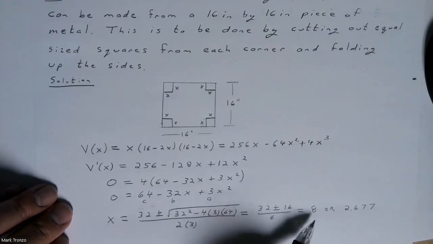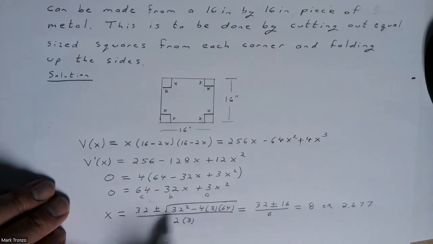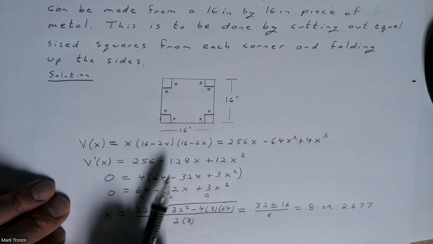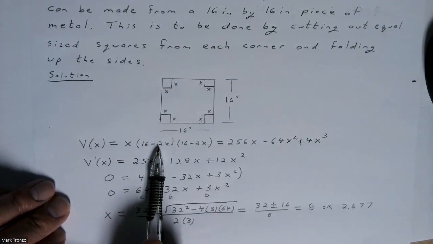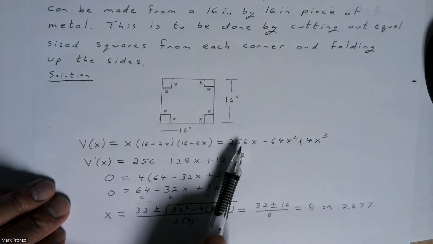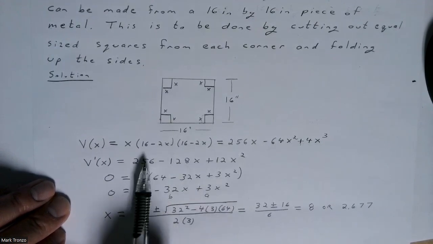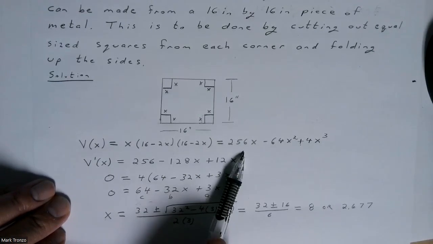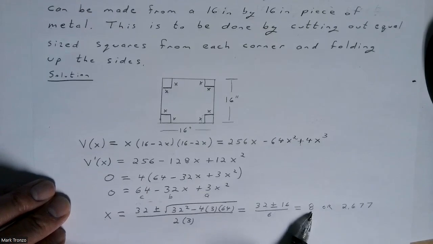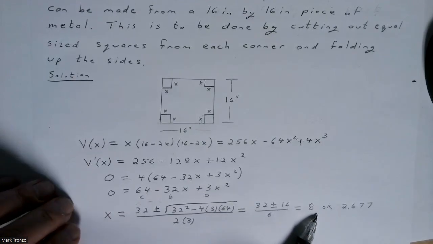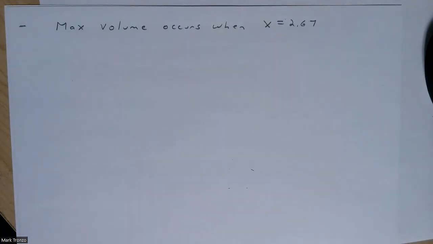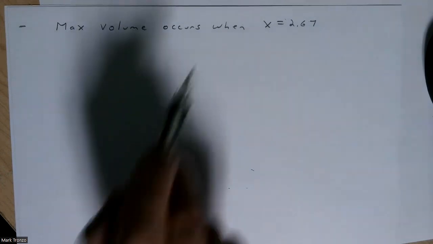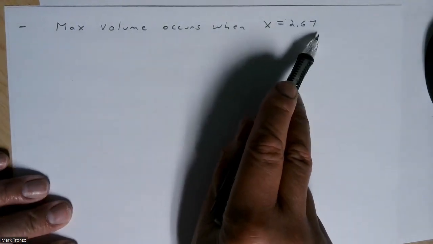If x is 8 and you put that into our volume up here, notice right here we'll have 16 minus 2 times 8, which is 0. So that's going to give us 0 volume. So obviously that's not the right answer. In fact, that would probably be the answer if we wanted the minimum. And so this other one must be the maximum. So we'll get the maximum volume. We're going to check that in a second here. So the maximum value will occur when x is 2.67.